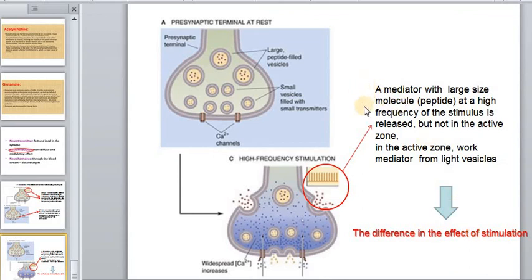A mediator with a large molecule, a peptide molecule, at a high frequency of stimulus is released, but not in the active zone. In the active zone, the mediator from light vesicles works together, at the same time, in the same place, but with a difference in the effect of stimulation. So that is almost all about synapses.